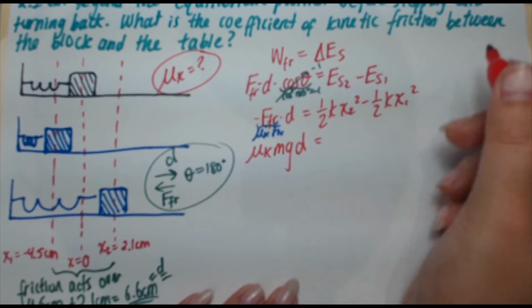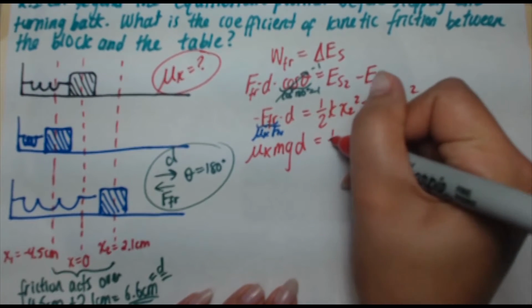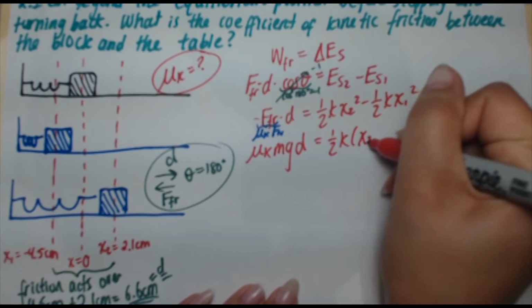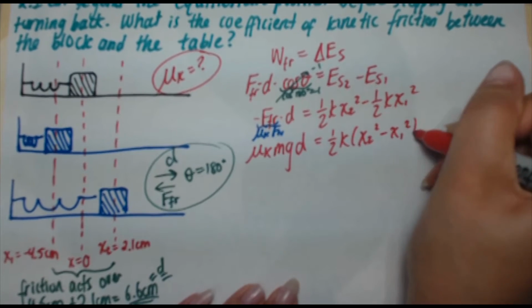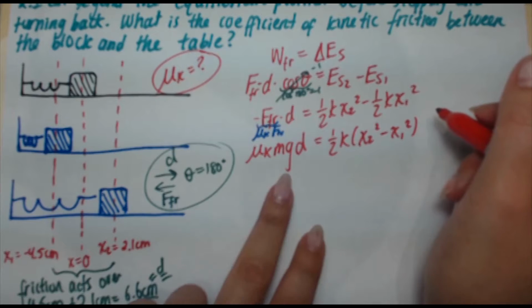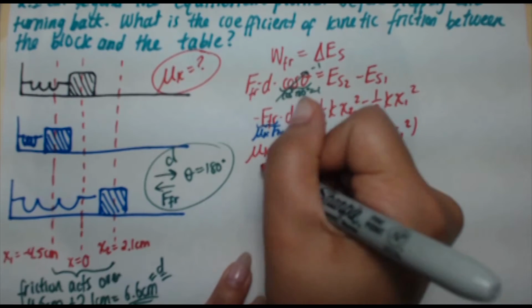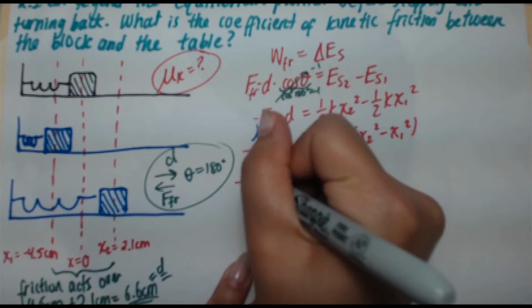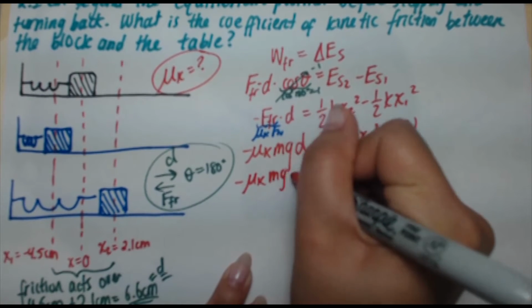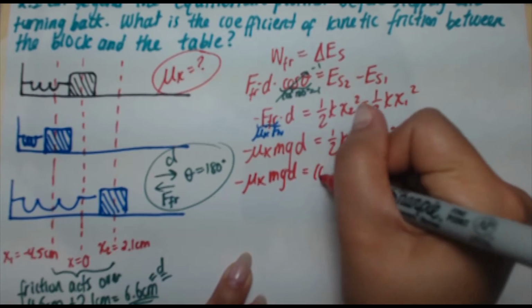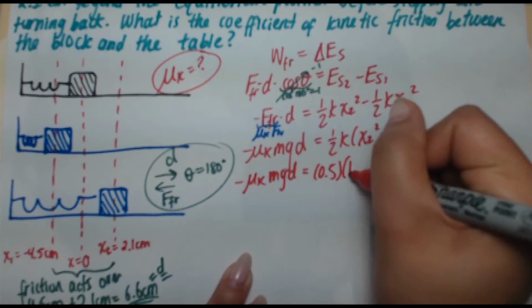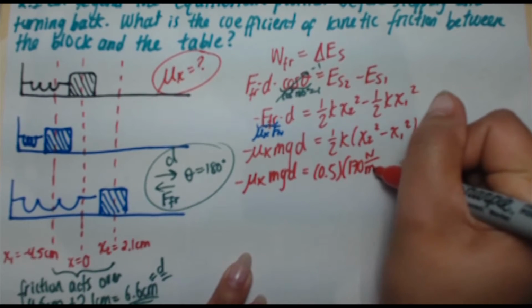Don't forget that. On the right, I'm going to factor out 1/2 k, and then I'm going to have x2 squared minus x1 squared in brackets. So let's actually start plugging in our values. Okay, so let's leave the left side as is. Oh, I forgot the negative sign. Okay, minus mu k mgd equals, so 0.5 for the half, k is 170 newtons per meter.